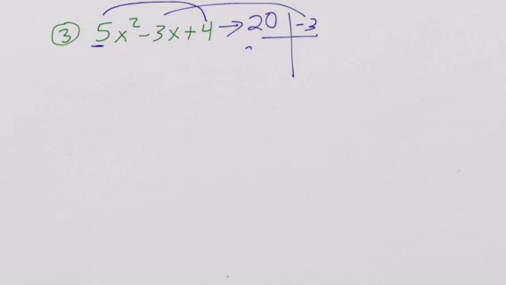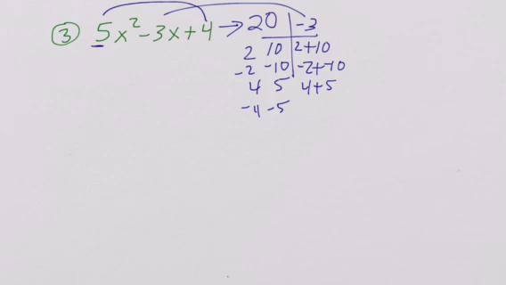So we start looking at factors. So this would be 2 and 10. Multiply gets us 20, but does not give us 3. We could do negative 2, negative 10. Again, that would give us positive 20. But if we do negative 2 plus negative 10, that does not equal negative 3. So we'll try 4 and 5. That will give us 20. But 4 plus 5 does not give us negative 3. We'll try negative 4, negative 5. That will also give us 20. But negative 4 plus negative 5 does not give us negative 3.